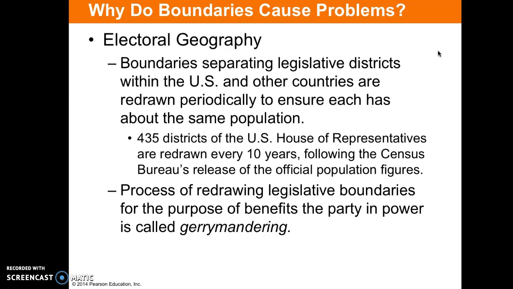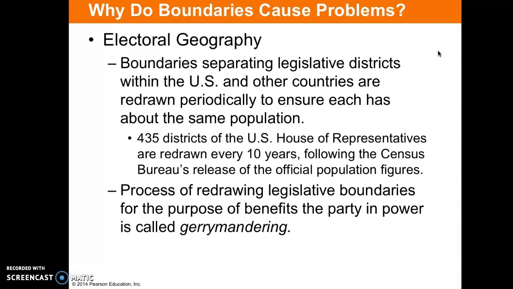Now, within the United States, and other countries have the same problem. So Canada has similar problems, and any country that votes does. But we're going to talk about the electoral boundaries. So the boundaries that separate legislative districts in the U.S. are redrawn periodically to ensure that each has about the same population.